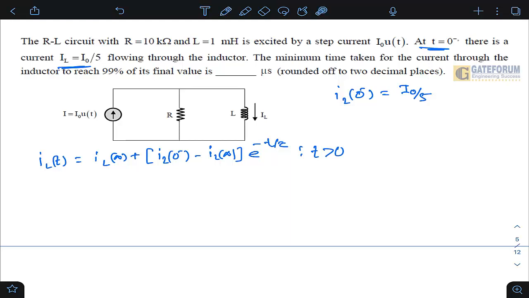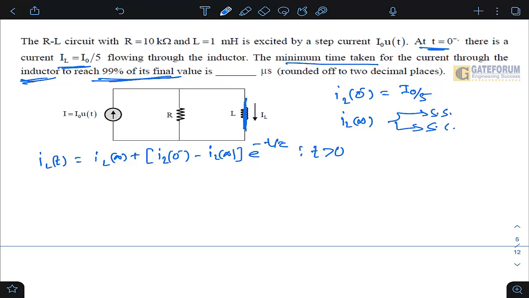So what is the data given? We have to find the minimum time taken for the current to reach 99% of its final value. Which current? The inductor current, right? So what is the final value of the inductor current? We need to find IL of infinity. At t equals infinity, the network is in steady state and the inductor is replaced by a short circuit, right? So if I do that, how will the situation look? The inductor is replaced by a short circuit.